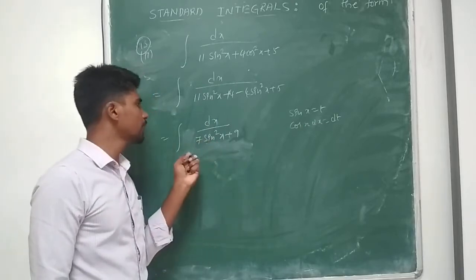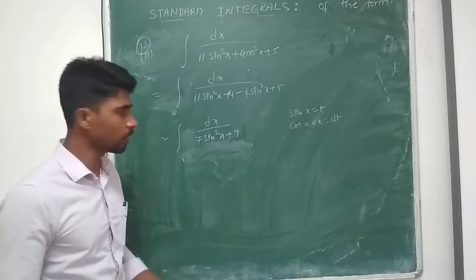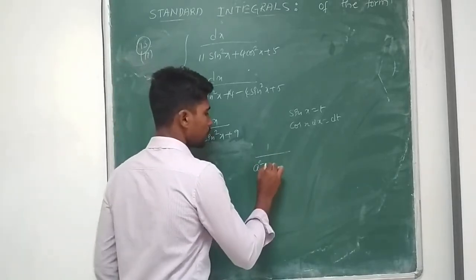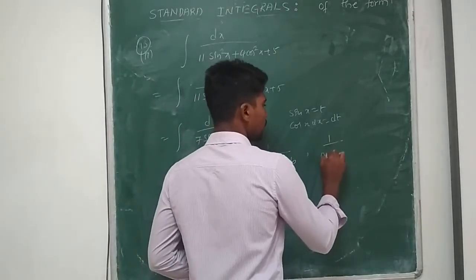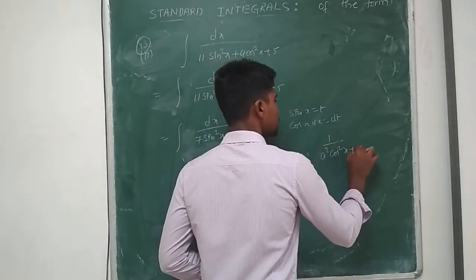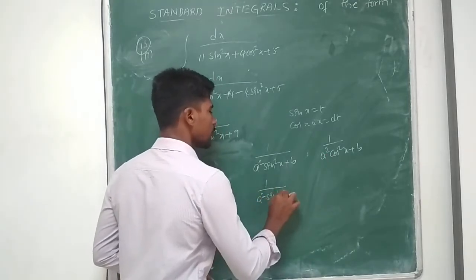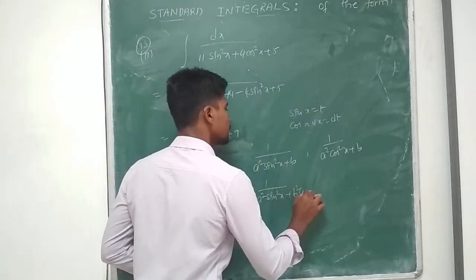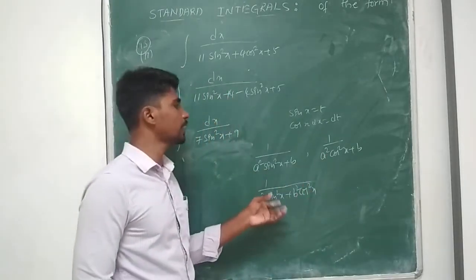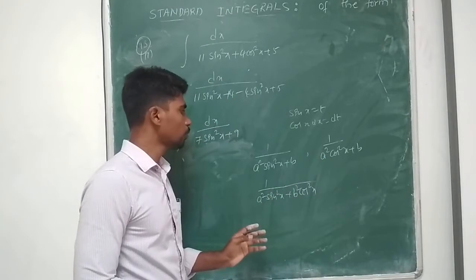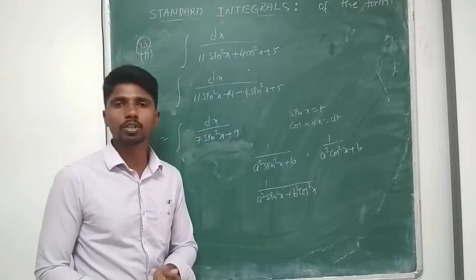So if you face these type of things, then what do we have to do? If the problems are in the form like 1 by a square sin square x plus b, or 1 by a square cos square x plus b, or 1 by a square sin square x plus b square cos square x, then you have to convert these terms either in terms of tan or in terms of cot.